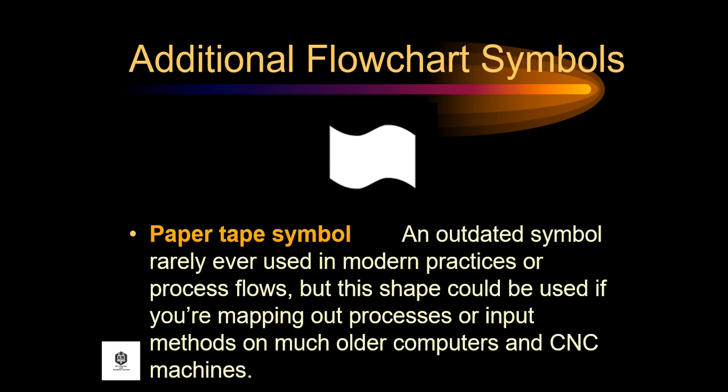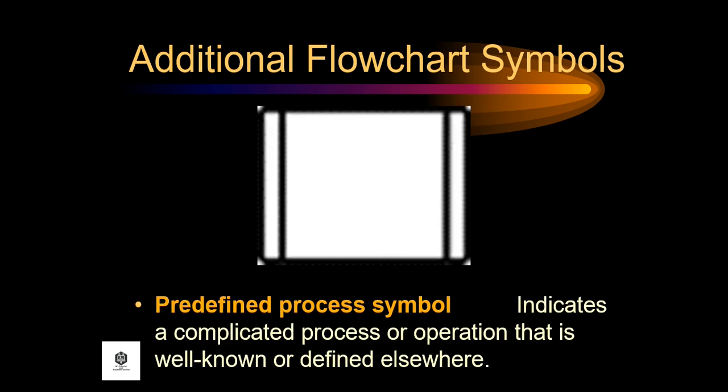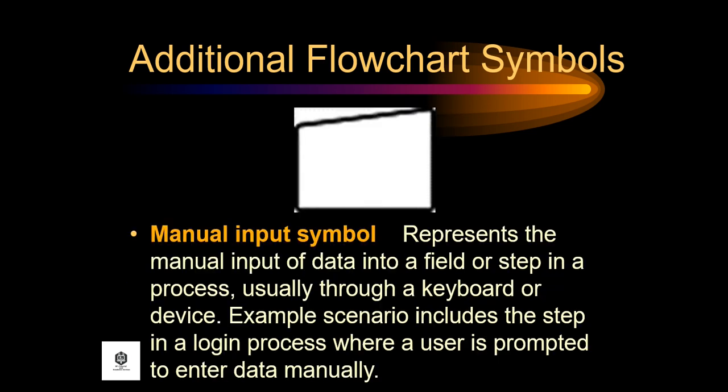But this shape could be used if you're mapping out processes or input methods on much older computers and CNC machines. Summing junction symbol sums the input of several converging paths. Predefined process symbol indicates a complicated process or operation that is well known or defined elsewhere. Internal storage symbol. Commonly used to map out software design, this shape indicates data that is stored within internal memory.